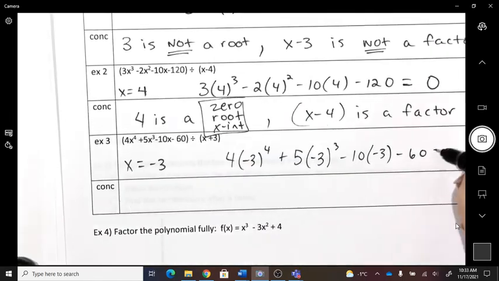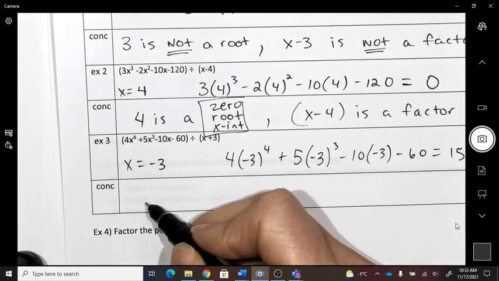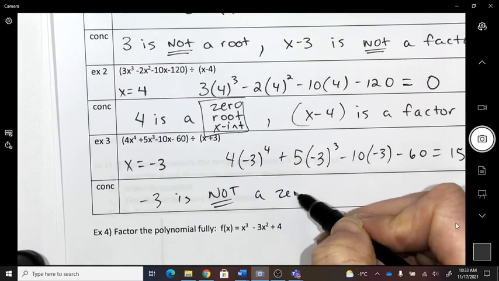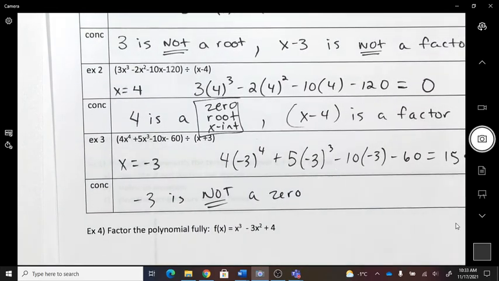159. So what's the conclusion? -3 is not a 0. X plus 3 is not a factor. Okay, it just has to be 0 with the result.